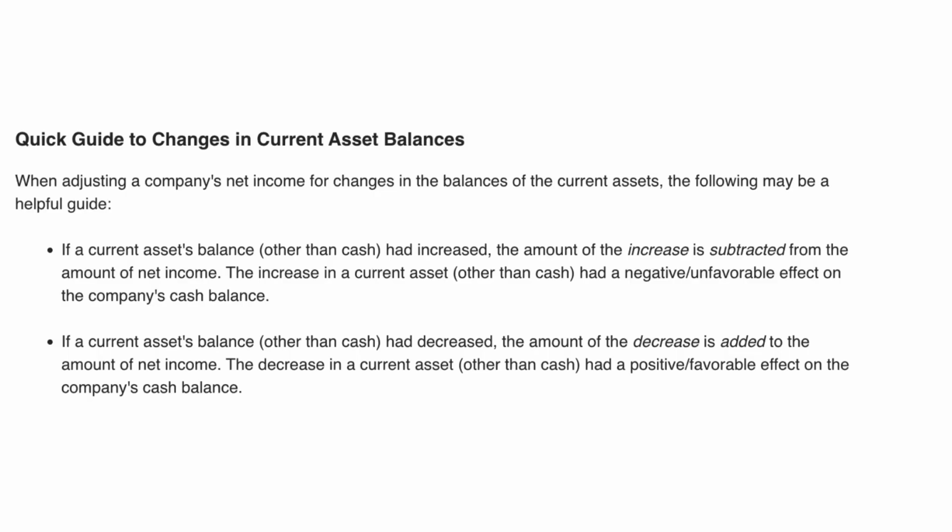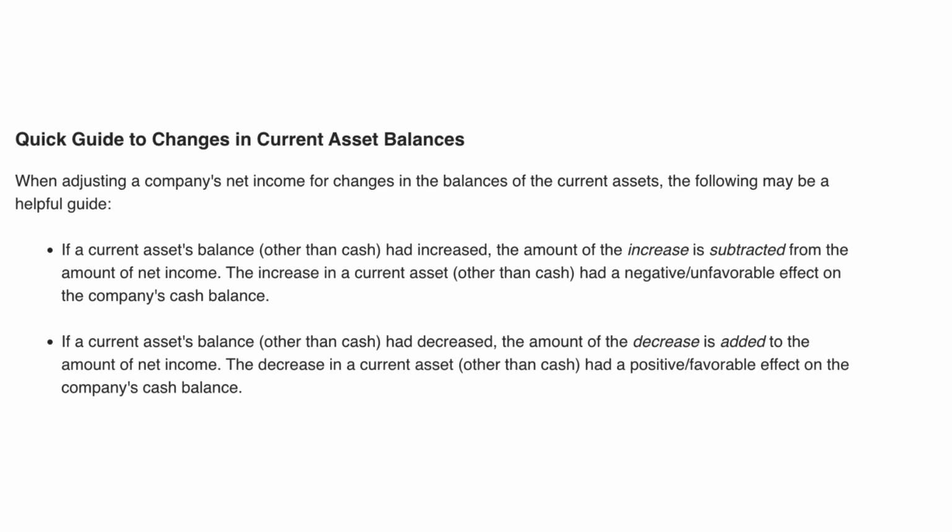Quick guide to changes in current asset balances. When adjusting a company's net income for changes in the balances of the current assets, the following may be a helpful guide. If a current asset's balance, other than cash, had increased, the amount of the increase is subtracted from the amount of net income. The increase in a current asset, other than cash, had a negative/unfavorable effect on the company's cash balance.